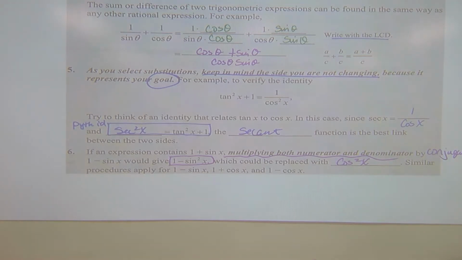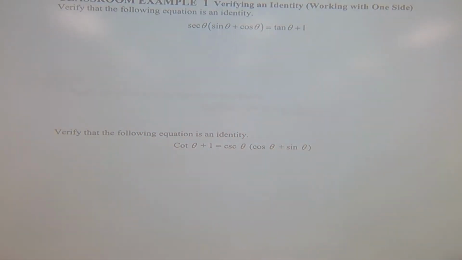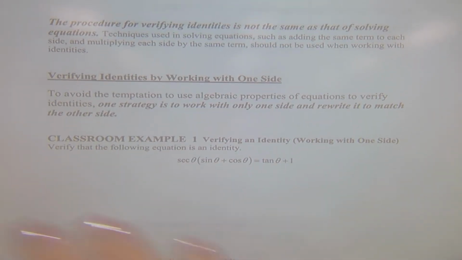Similar procedures apply for all of those. Now, don't get overwhelmed right here. You are just now being introduced to 6 different ways to start and to try to approach verifying identities. This is why we do practice, so that you can start using these methods and getting more comfortable, so that when you come to them on your own, you'll be able to say, oh, that's what I want to do. And you have a starting place. And if your starting place doesn't work, you know to go back and try something else.